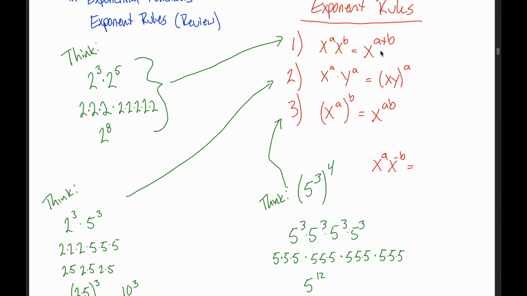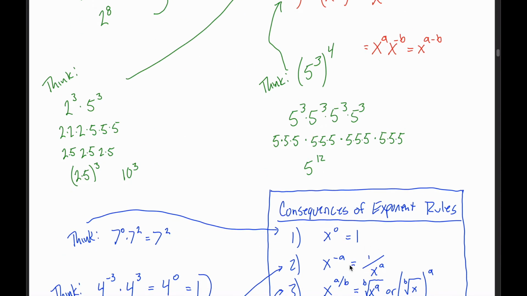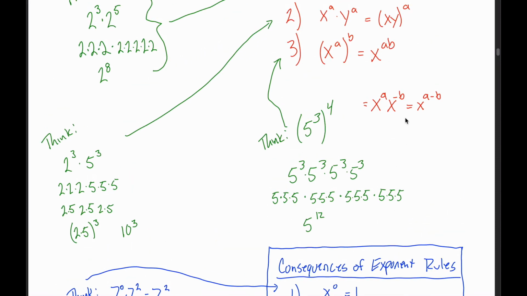If we look up here at this first exponent rule, it doesn't specify that these are positive. That doesn't matter. I just have to add up these two numbers, so a plus negative b. But a plus negative b is the same as a minus b. If I look at this using this second exponent rule, it tells me that I can rewrite x to the negative b as 1 over x to the b power. So I could think about this as x to the a power times 1 over x to the b power. In other words, x to the a divided by x to the b.